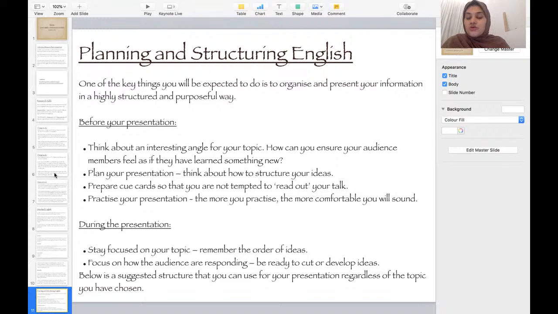Okay, so during the presentation, stay focused on your topic. Remember the order of ideas. Focus on how the audience are responding and be ready to cut or develop ideas, okay? Also, below is a suggested structure that you can use for your presentation regardless of the topic you have chosen.